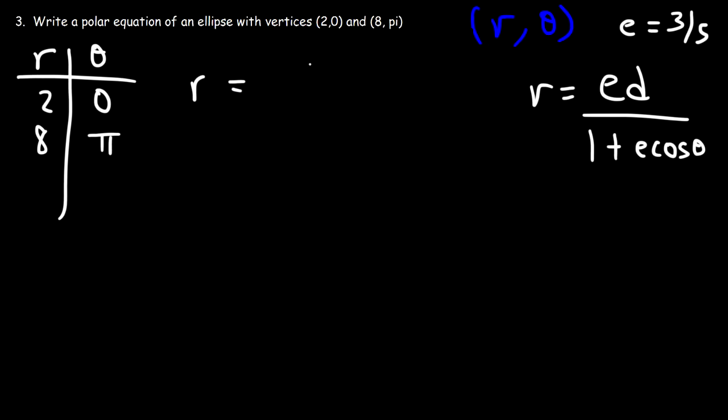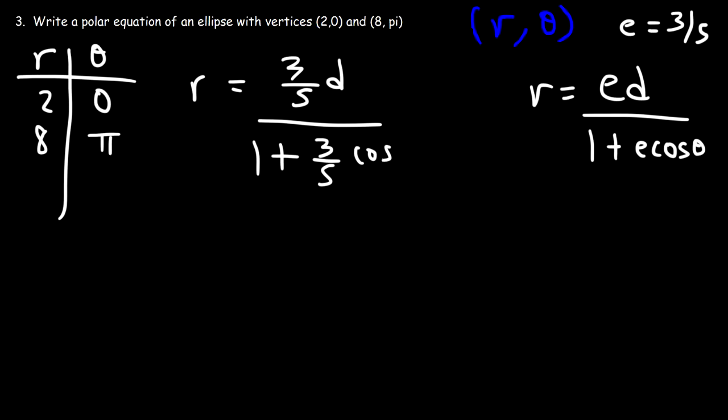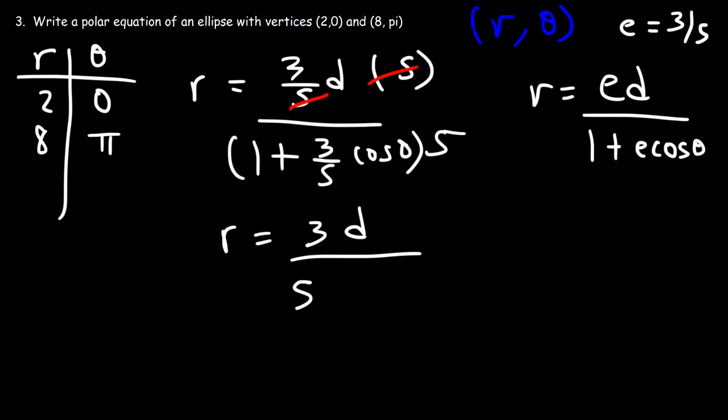So right now, the eccentricity is 3 over 5, and so we have this equation. To get rid of the fraction, let's multiply the top and the bottom by 5. So we're going to get r is equal to 3d over 5 plus 3 cosine theta at this point. So now we can solve for d.